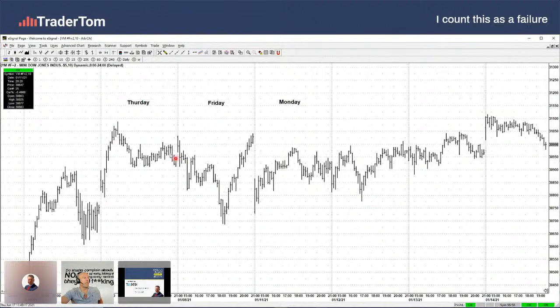Let's take this one here. Here's Thursday and Friday. Friday actually closes very strong, but on Monday we gap down. But I count this pattern here as a failure pattern because it failed to go below the low that was set on the Friday. So while the market did gap down and show weakness, as one could have hoped if we used this pattern to be short the market, it didn't actually fulfill the criteria of going below the low of the Friday.